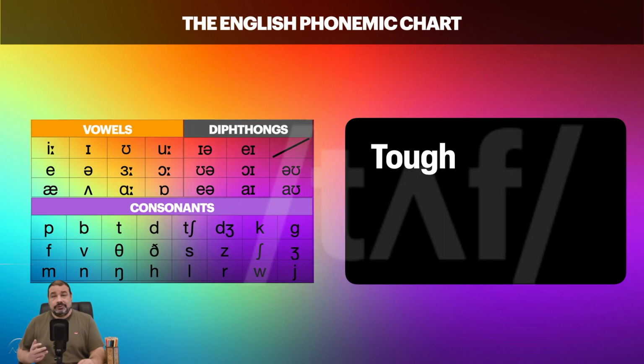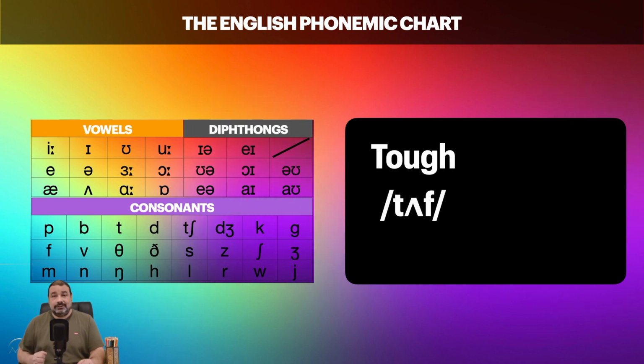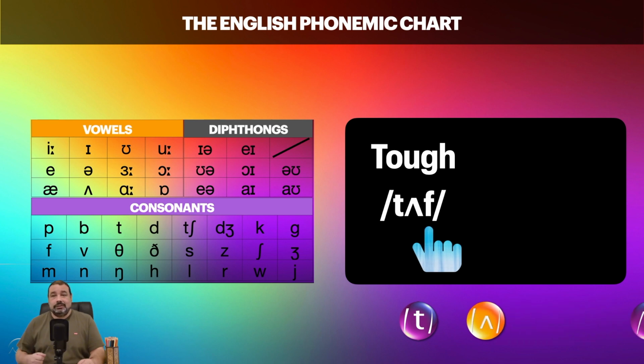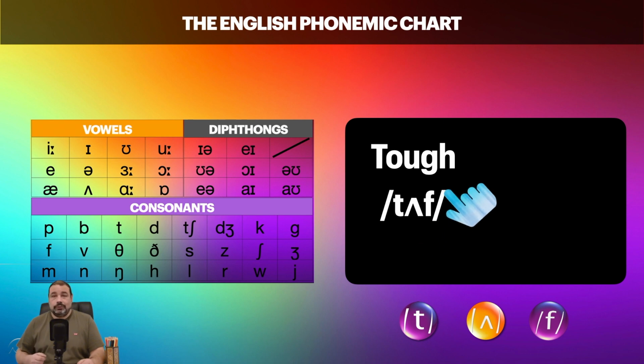For example, the pronunciation of this word has three symbols. The first symbol represents the sound t. The second is the sound uh, and the last symbol represents the sound f. So the correct pronunciation of this word is tough.